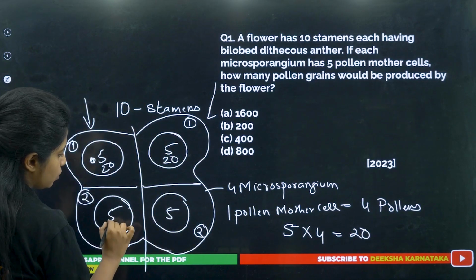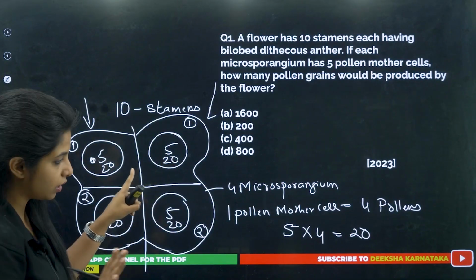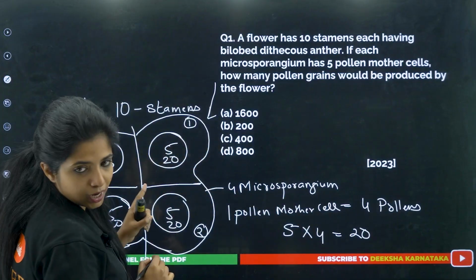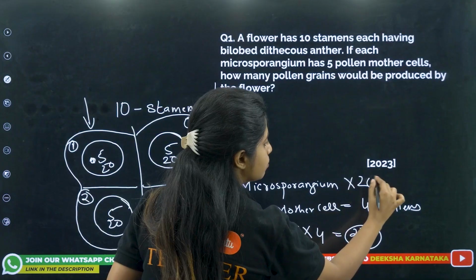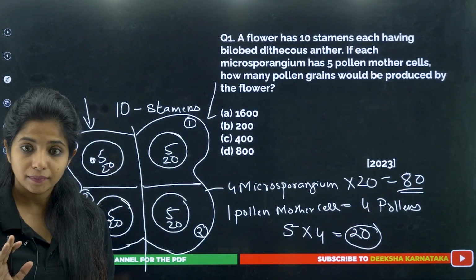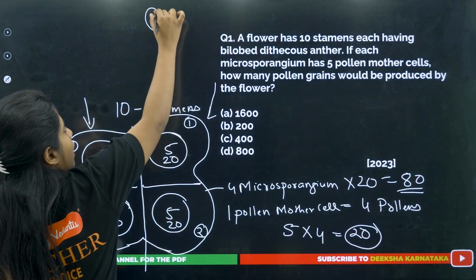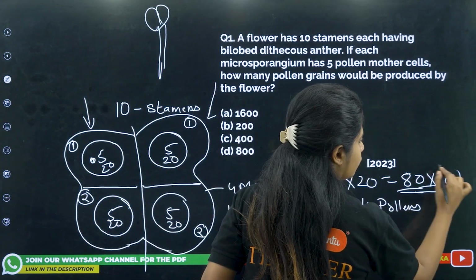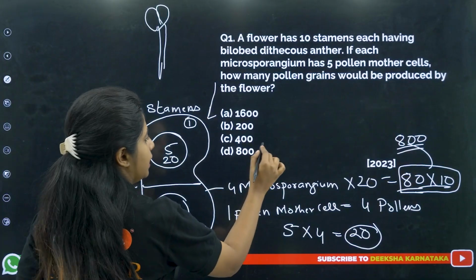There will be 20 produced by this, 20 produced by this, 20 produced by this. So can I say 20 into 4 will work for one anther? For one anther, there are 4 microsporangium, and if each microsporangium is giving you 20 pollens, 20 into 4 becomes 80. 80 pollens are there in total. Now, you have 10 stamens like this. 10 stamens means 10 anthers, right? So 80 into 10 becomes 800.